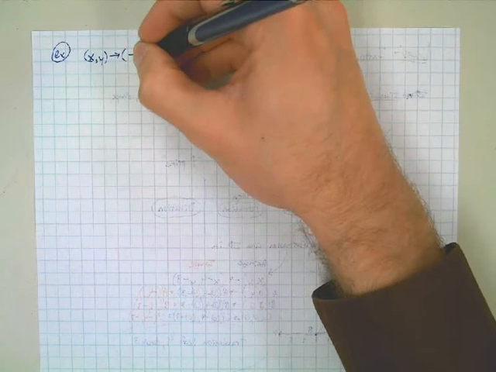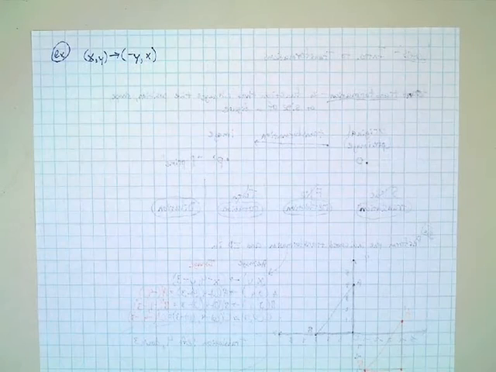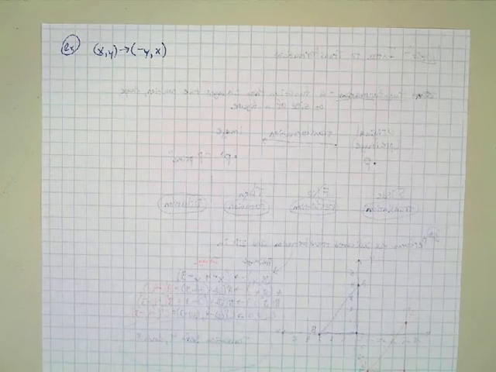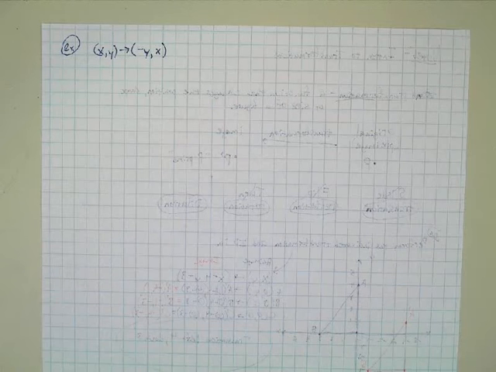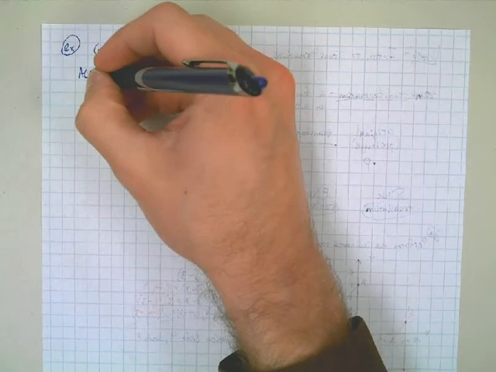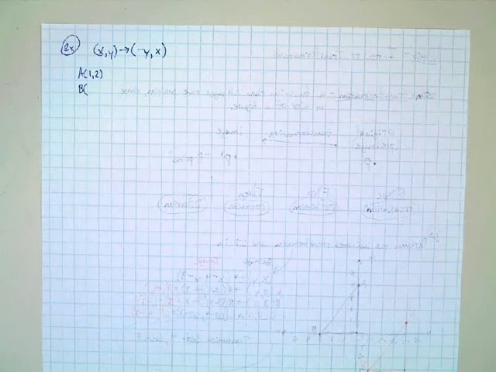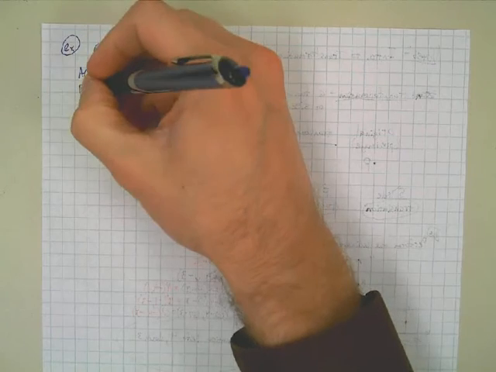Okay, so let's try this one. And I'm just going to write the transformation here. So I'm going to take x, y, and we're going to go to negative y, x. So you can see what's happening here. x, y, what happens to the coordinates? The coordinates switch, and then the y becomes the opposite number. Okay, good.